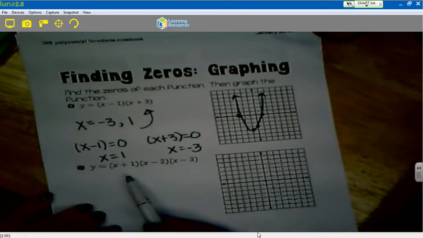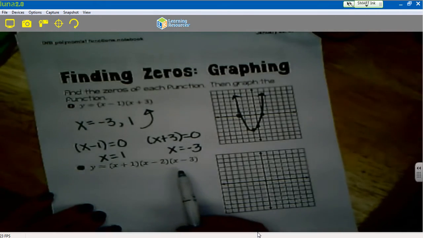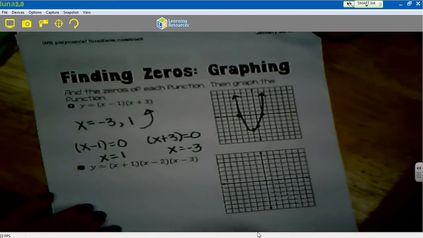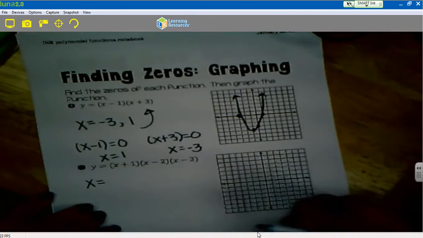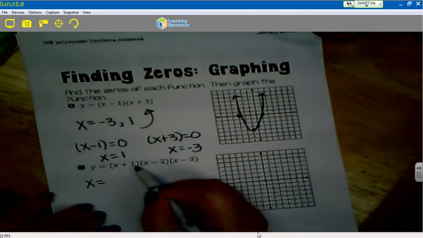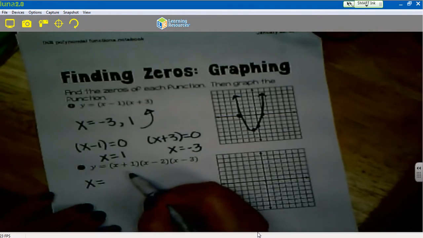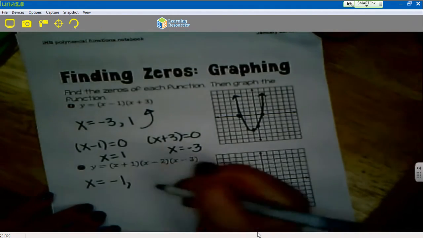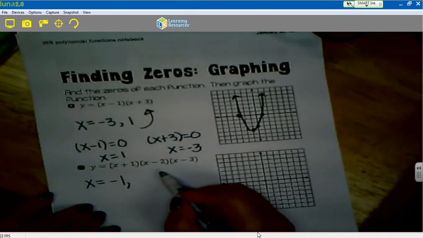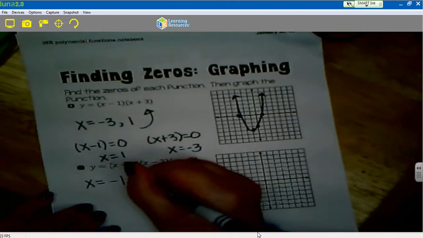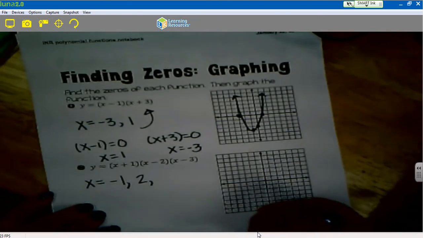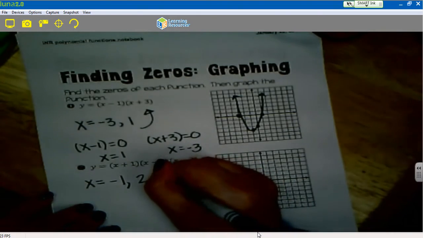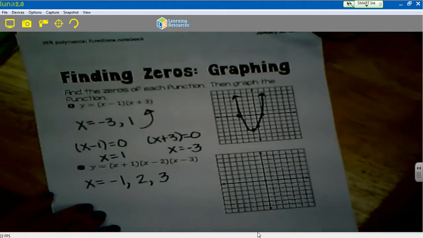So let's take a look at example 2. We have y equals x plus 1, x minus 2, x minus 3. Where do you think the graph is going to cross the x-axis? If x plus 1 is equal to 0, then x is equal to negative 1. If x minus 2 is equal to 0, x should equal 2. And if x minus 3 is equal to 0, x should be equal to 3.